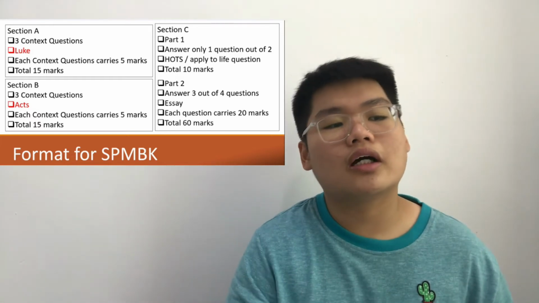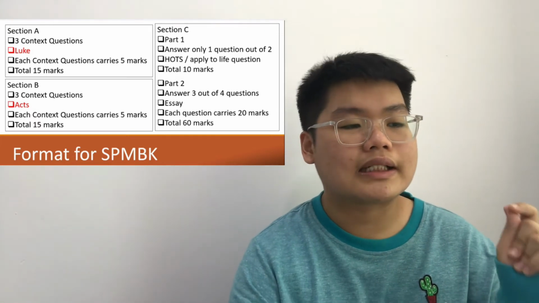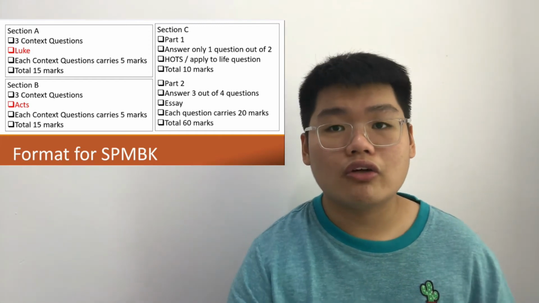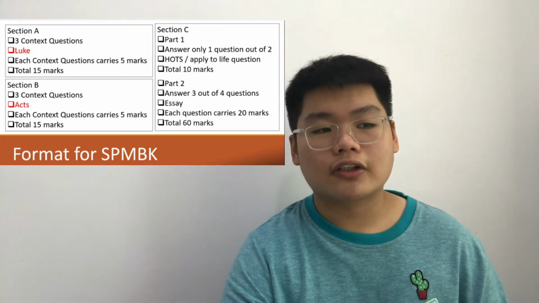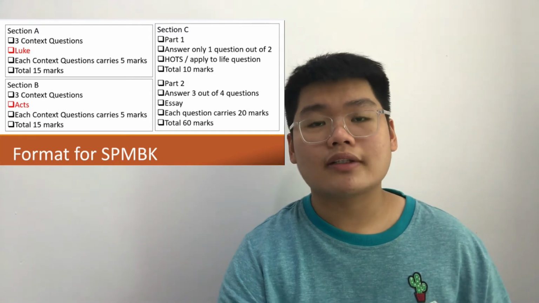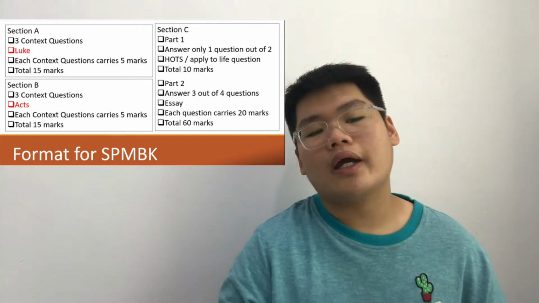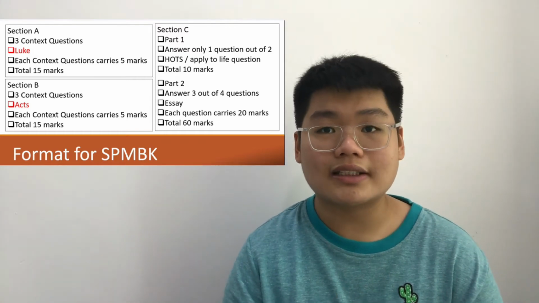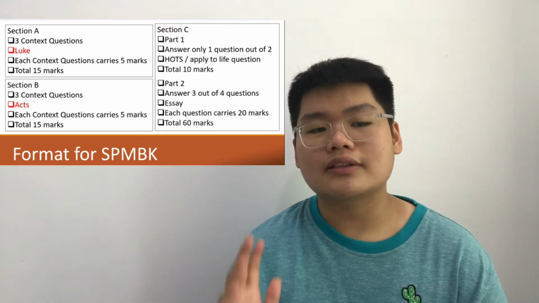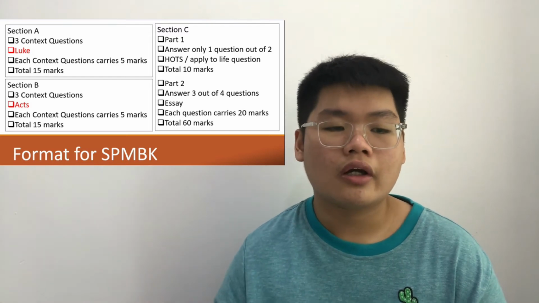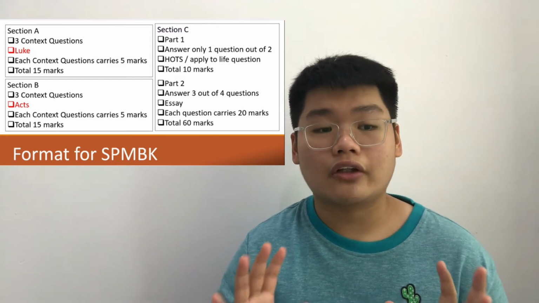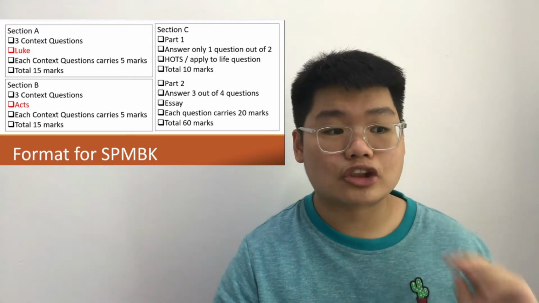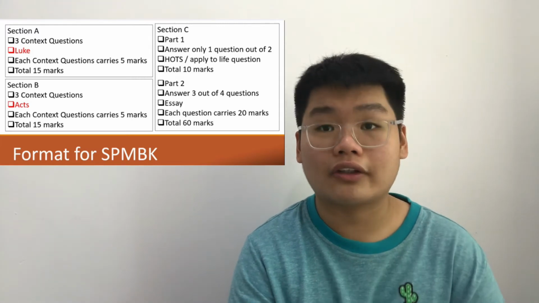Here we can see that there are three sections in the new format: sections A, B, and C. Today we are going to focus on sections A and B, because these two parts are about the contest questions. We are not going to focus on section C today, because section C is the HOTS question and the essay questions. We are going to focus on section A and section B only, which are the contest questions.